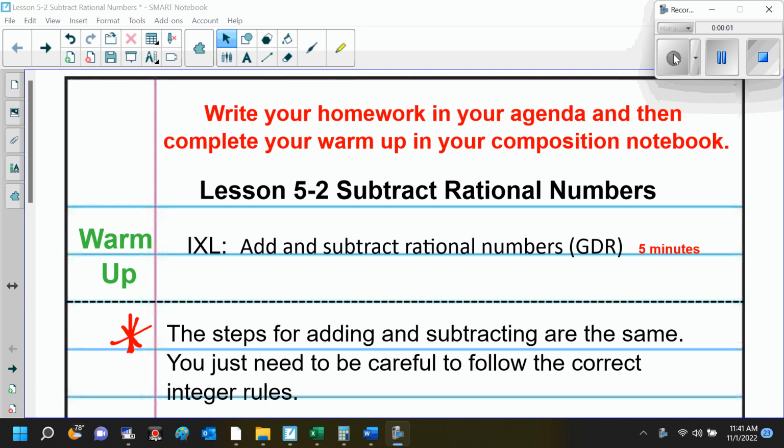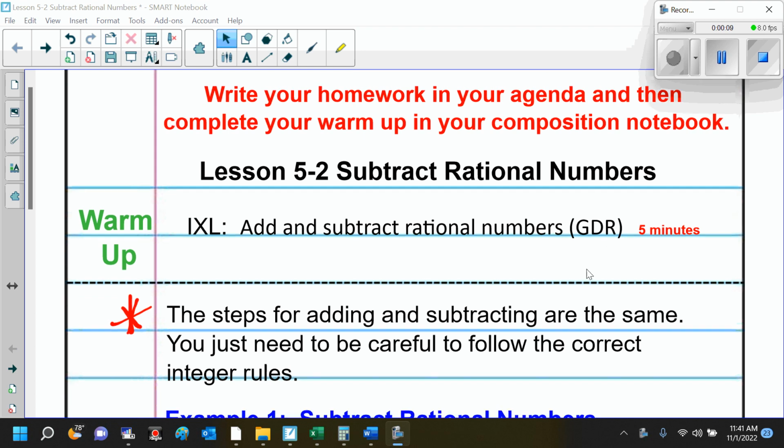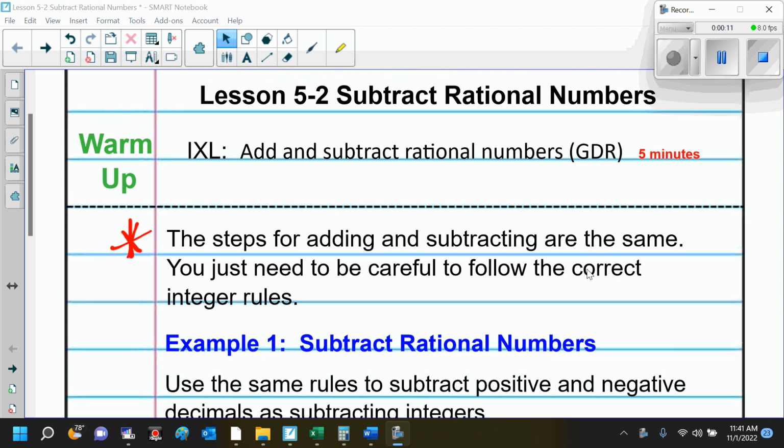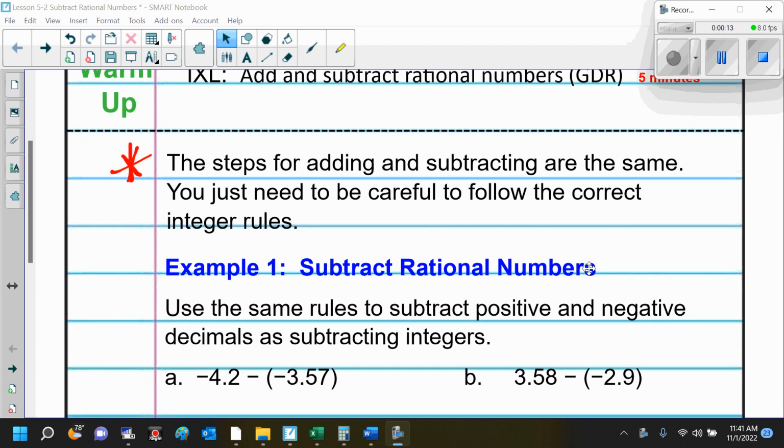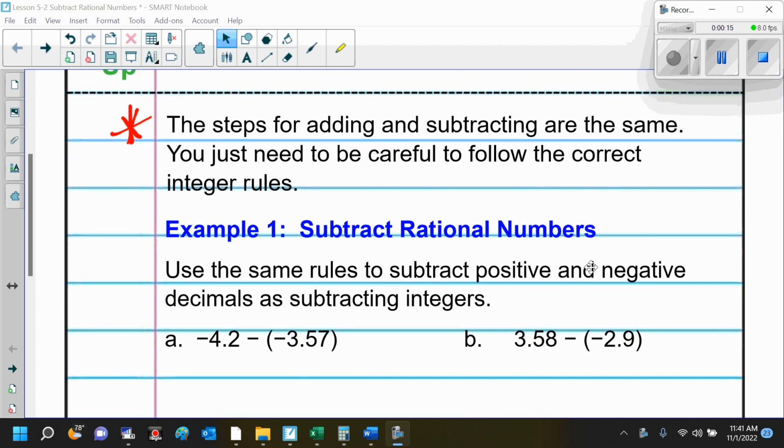Lesson 5-2 is subtract rational numbers. You are working on adding and subtracting rational numbers for your warm-up, and now we'll start our lesson. So, the steps for adding and subtracting integers are the same. You just need to be careful to follow the correct integer rules.